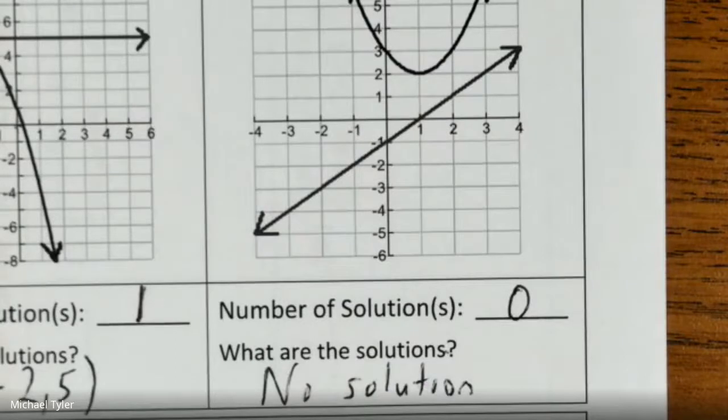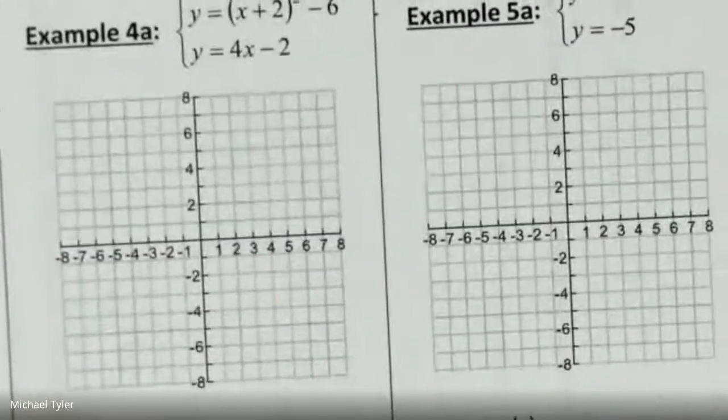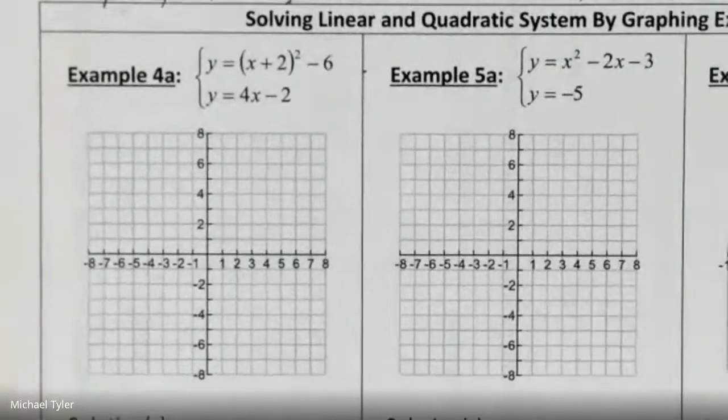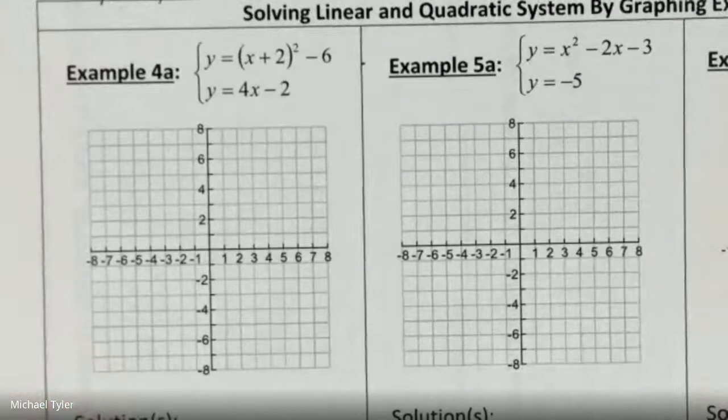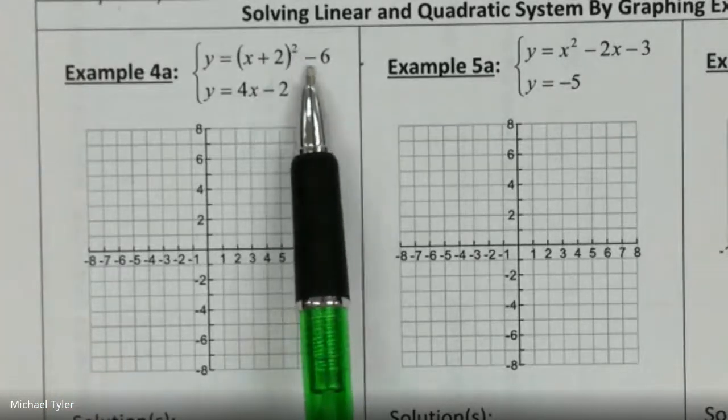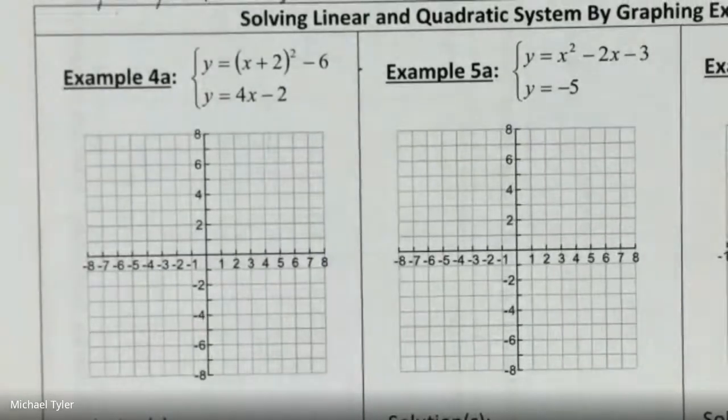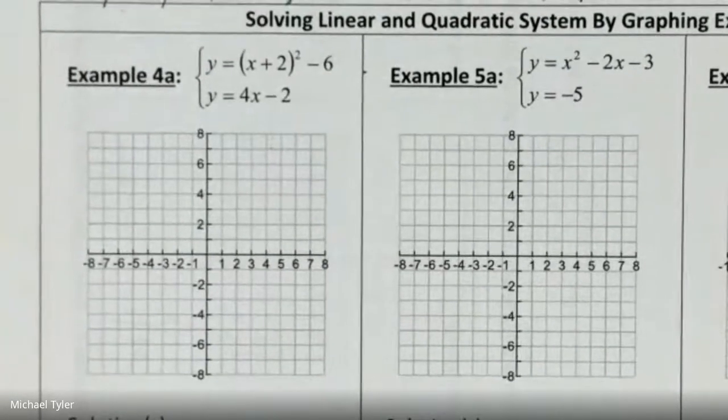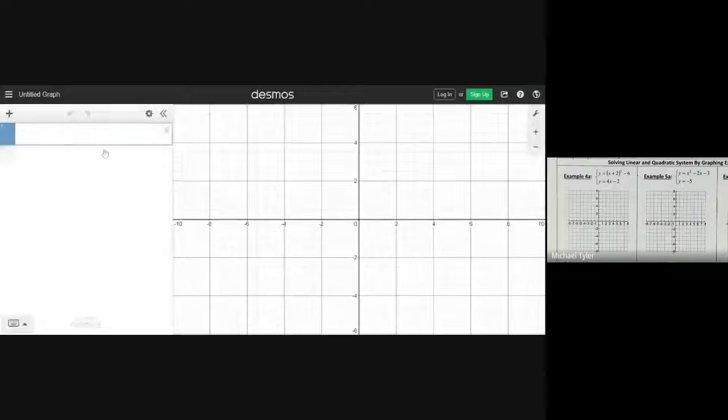So the next two, I am going to work here on Desmos. What we're going to do is go down to 4a, and we're going to work 4b. This one is x plus 2, quantity squared, subtract 6, y equals 4x minus 2. So I'm going to type that into Desmos. I'm going to be going in and out of Desmos quite a bit here.